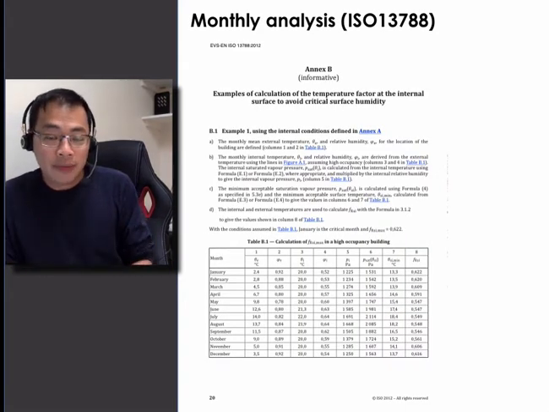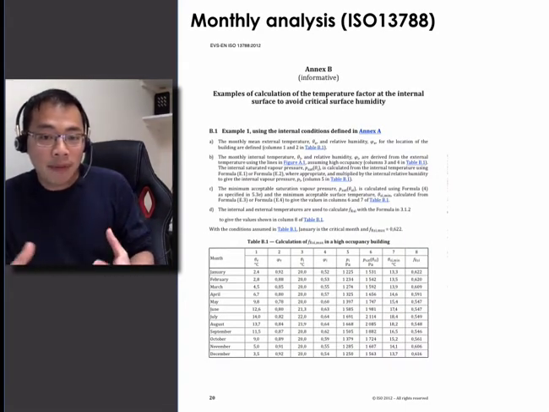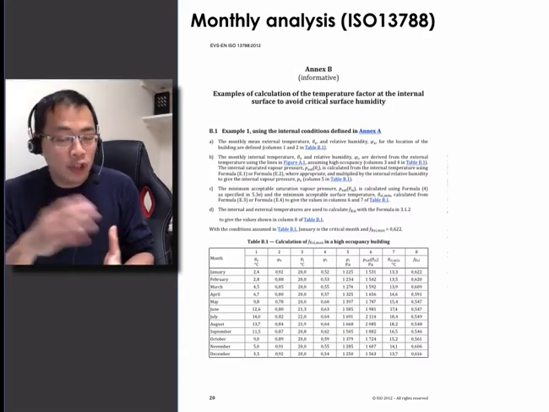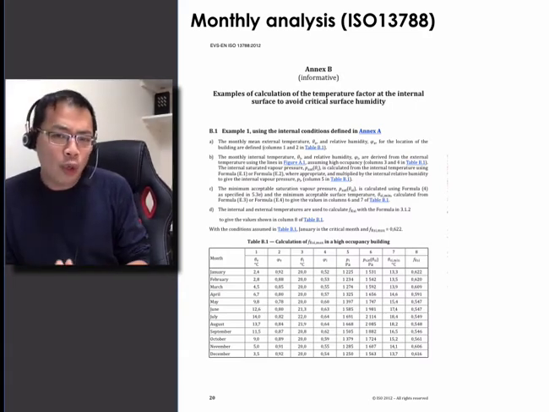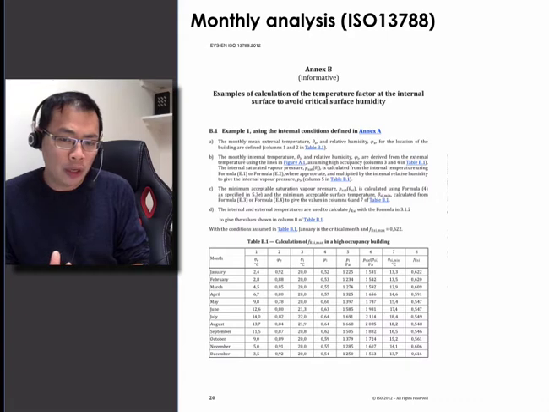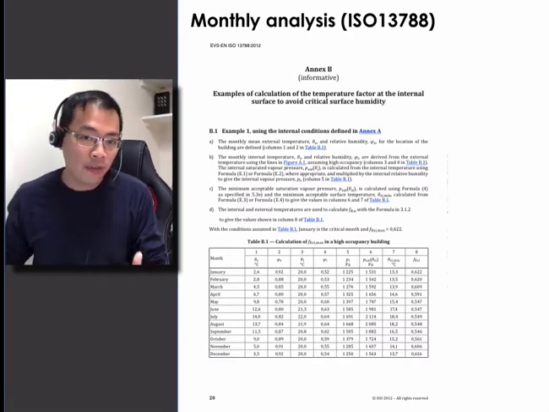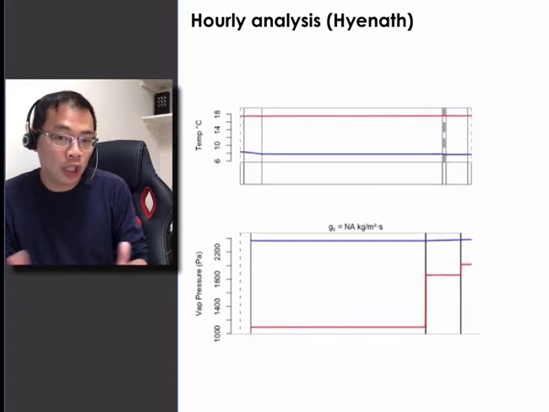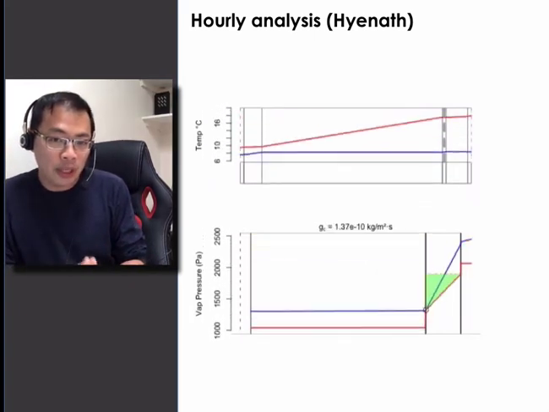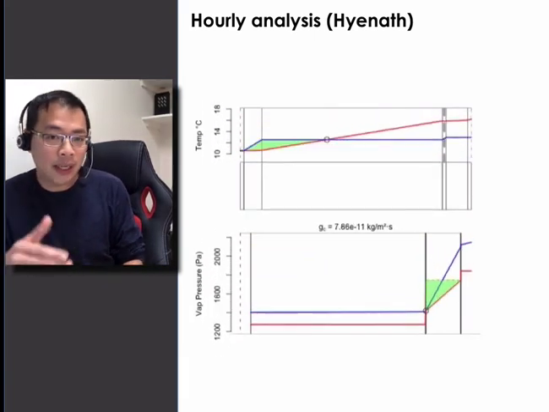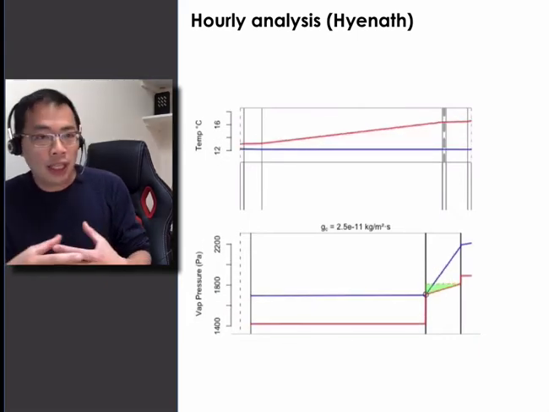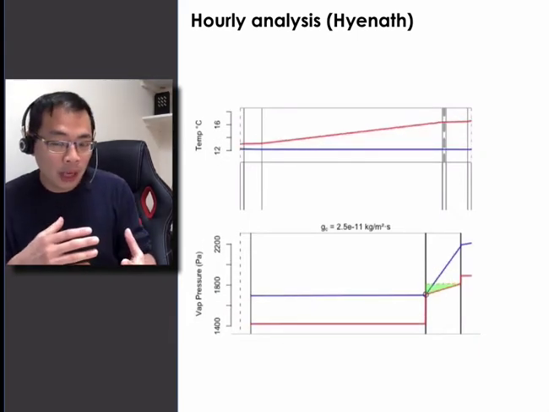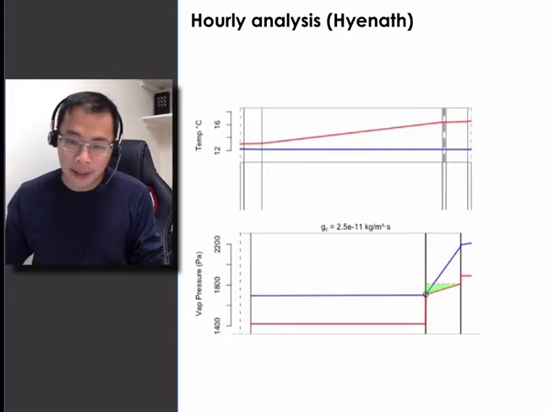Now, the ISO 13788 has a monthly method for averaging temperatures over the month, which in this case we decided to substitute with an hourly method, since it was all available from the Google Earth Engine. So when we put this together, we get a simulation that takes us hour by hour and shows us where condensation happens and how much of it is happening.